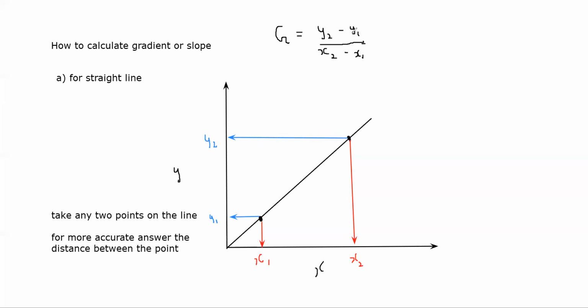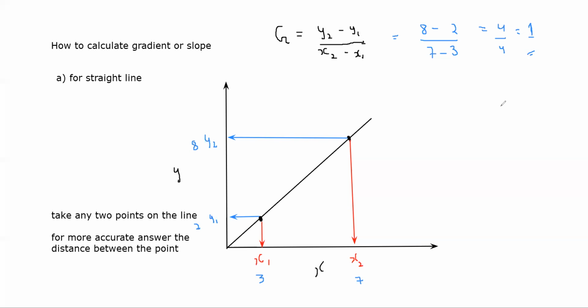And you will use the formula y2 minus y1 over x2 minus x1. These will be numbers. Example, x1 is 3, x2 is 7, y1 is 2, and y2 is 8. So y2 minus y1 is 8 minus 2, divided by x2 minus x1, which is 7 minus 3. So 8 minus 2 is 4 and 7 minus 3 is 4 as well. We simplify and the gradient is coming out 1.